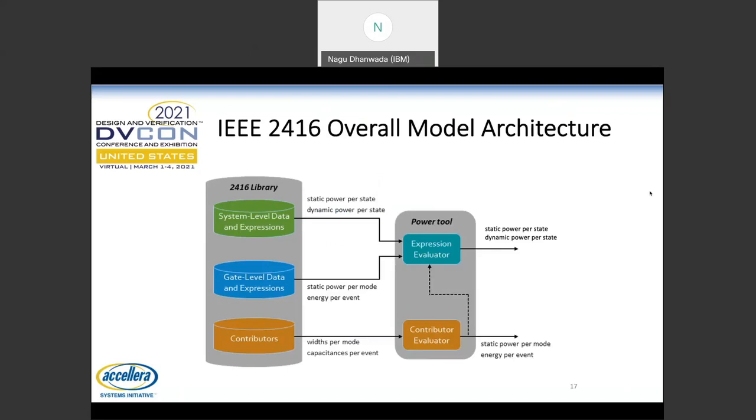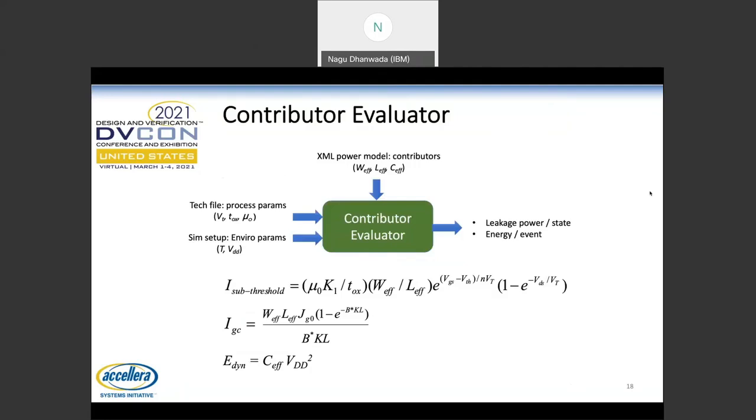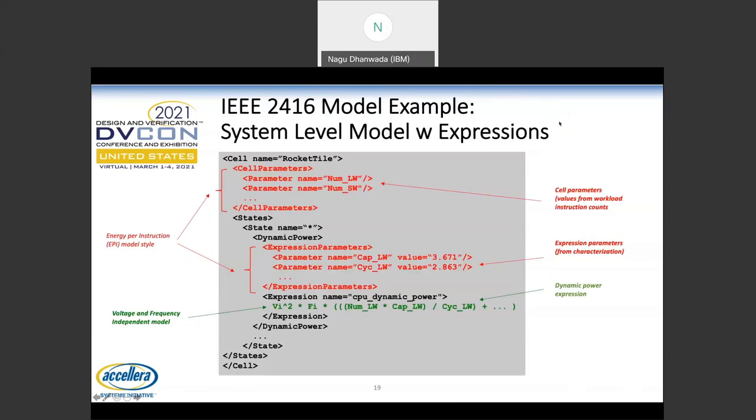Now, a little bit on the contributor evaluator. The contributor evaluator is an expression or a set of expressions that evaluate a contributor using specified parameter values in order to return power or energy. The UPM specification does not mandate any particular implementation, and it can be anything from a simulator to a simplified set of equations that are evaluated in line to compute the power and energy values. So here you see the inputs are the contributors, and there are also process parameters as well as environmental conditions, which are input to the contributor evaluator, and the output you see is energy per event and leakage power per state. You can see here there are a bunch of cell parameters which come from the workload, and there are some expression parameters which come from characterization, and then the dynamic power itself is actually shown in the model here.